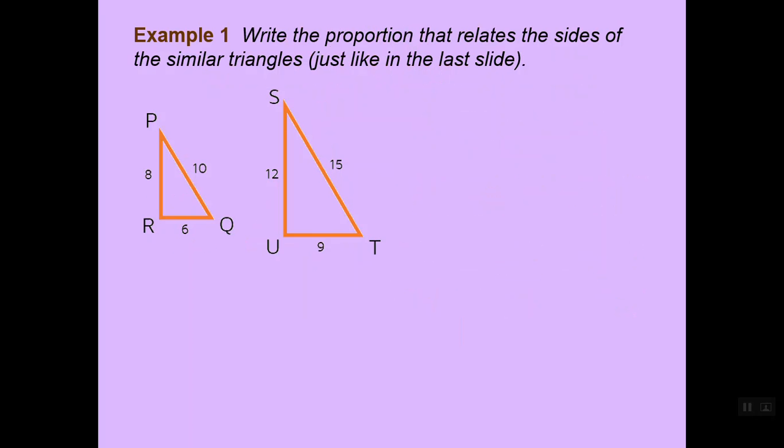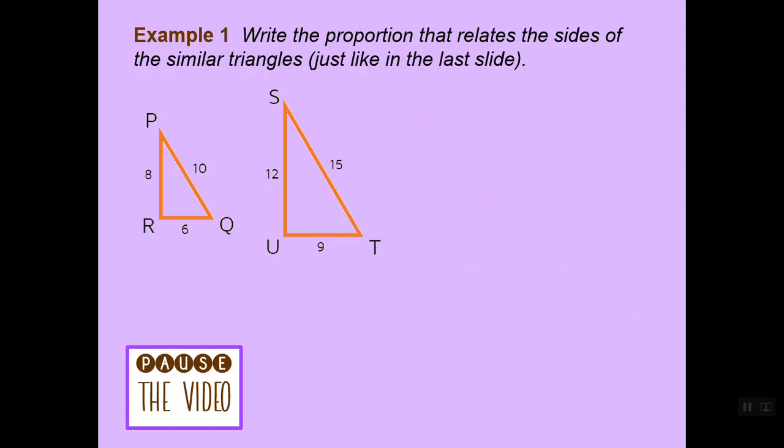So, example 1, I want you to write the proportion just like we did in the last one, where the side measures are proportional. I want you to write that for these two triangles. Please pause the video and give that a try. All right, let's see how you did.